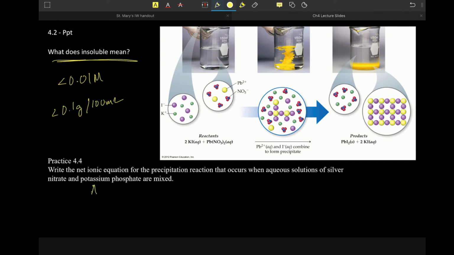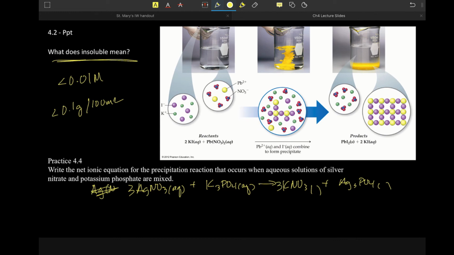So we have aqueous silver nitrate, and we have aqueous potassium phosphate. And so obviously this is a double displacement, also known as a metathesis reaction. Let's do that last: Ag3PO4. And let's put some states in there.